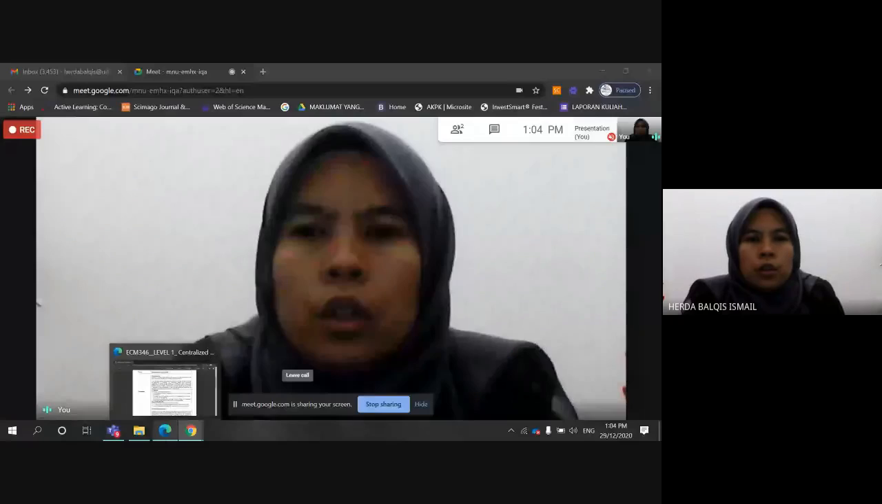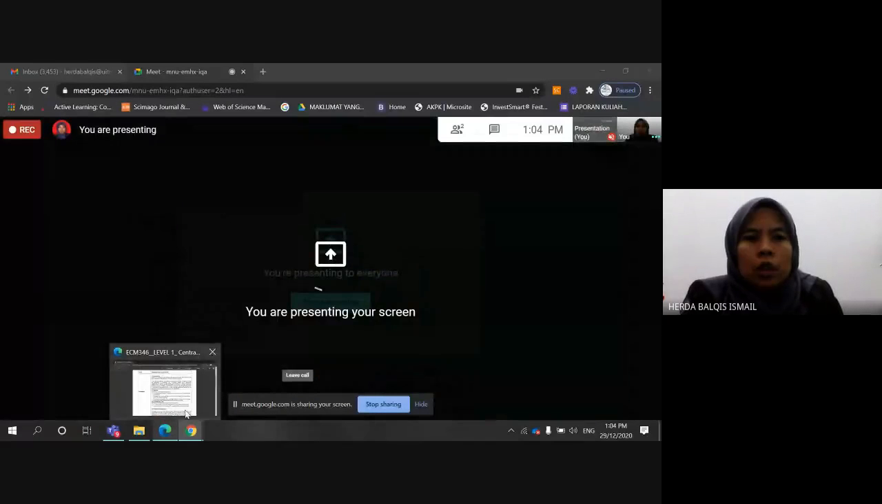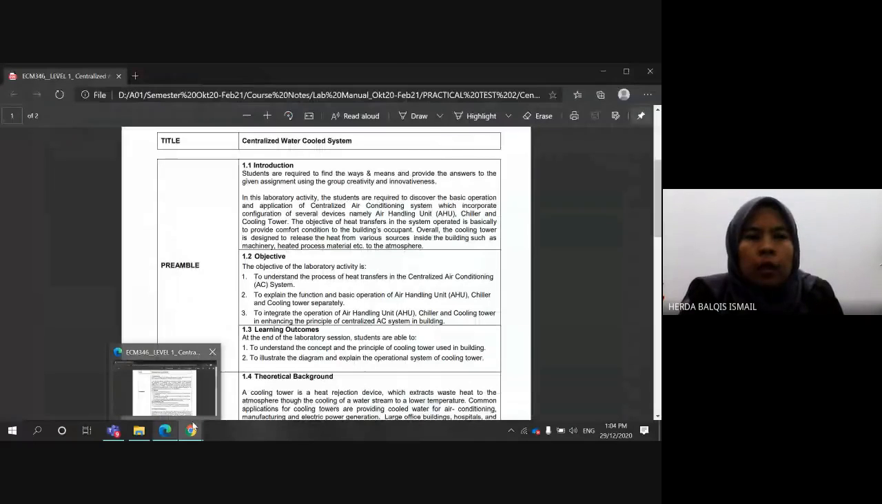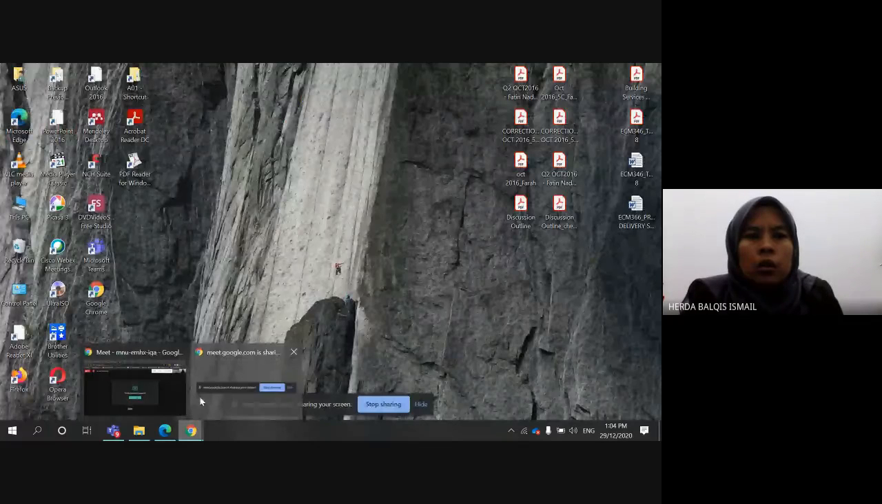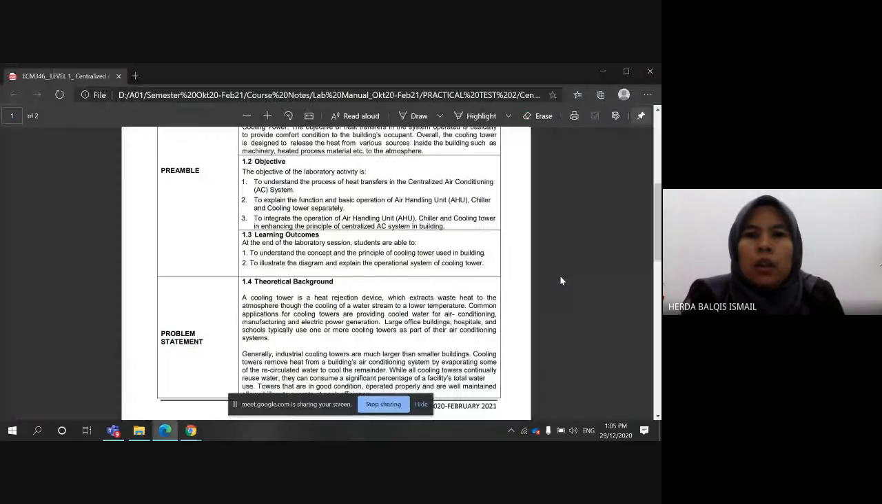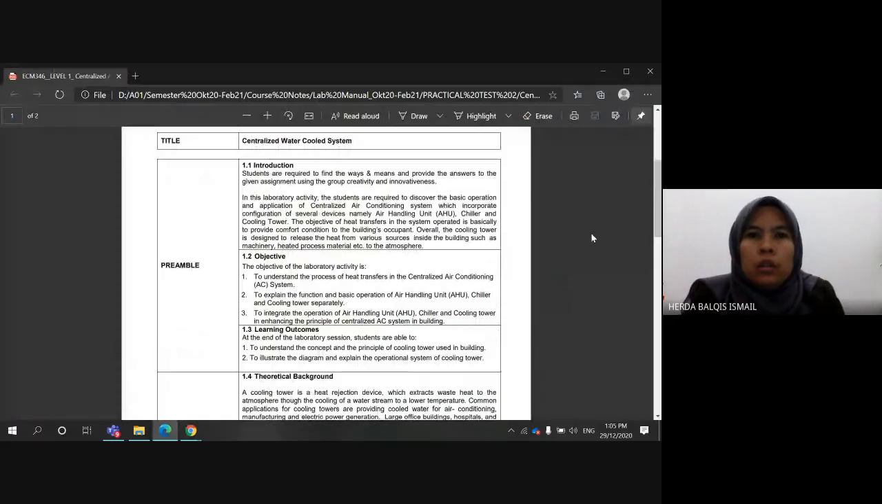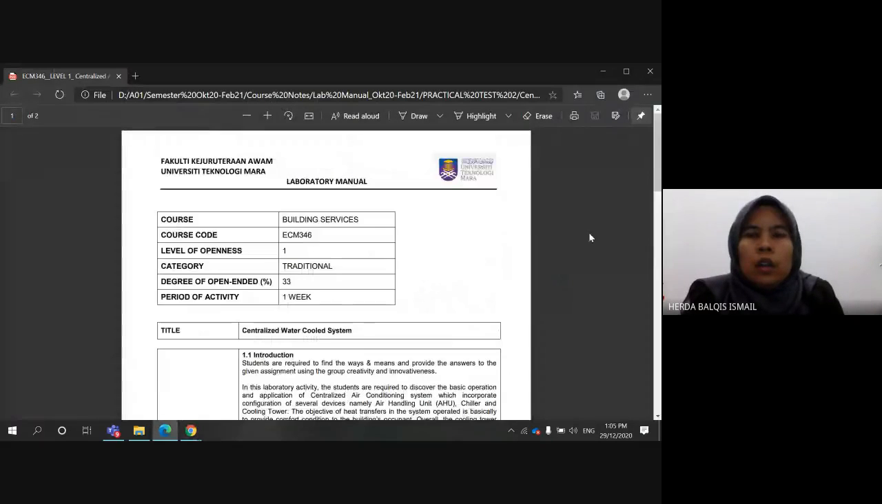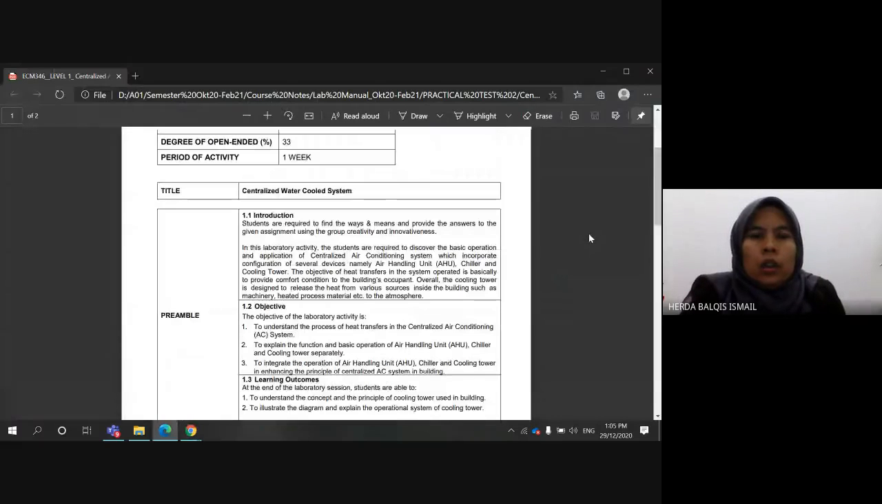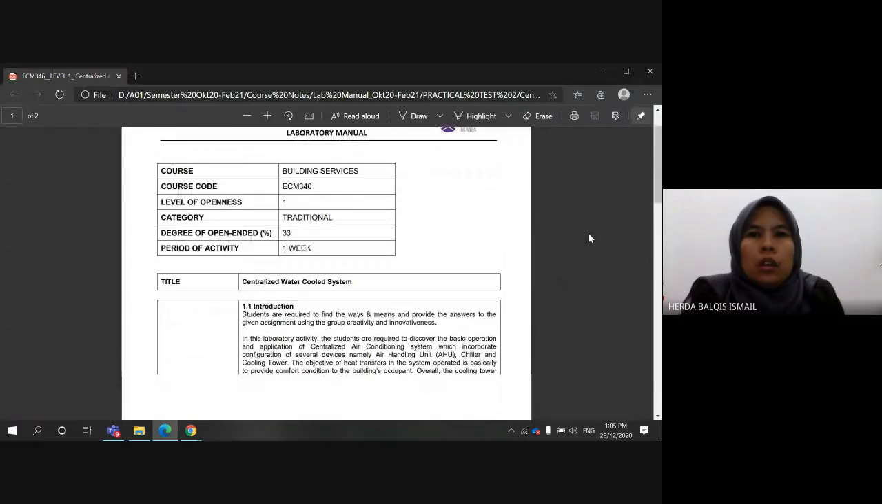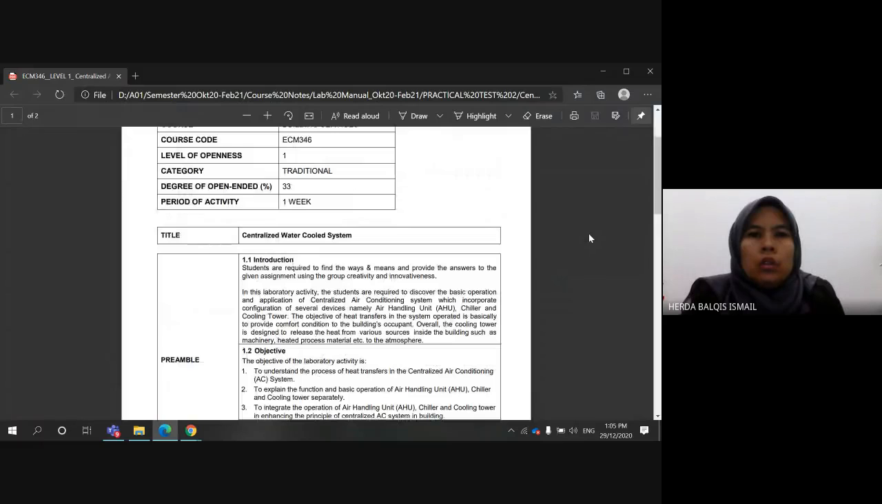So as usual, you need to appoint a group leader to be in charge of the group work, so that you can complete the report within the given time frame. Okay, so this is the lab handout, titled Centralized Water Cool System.